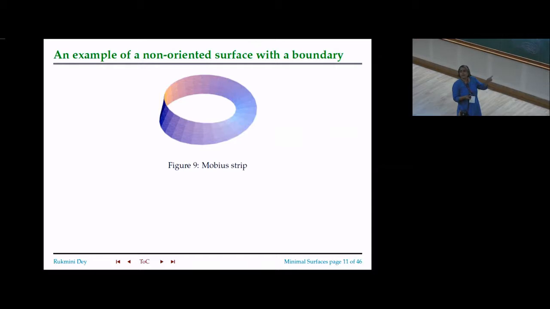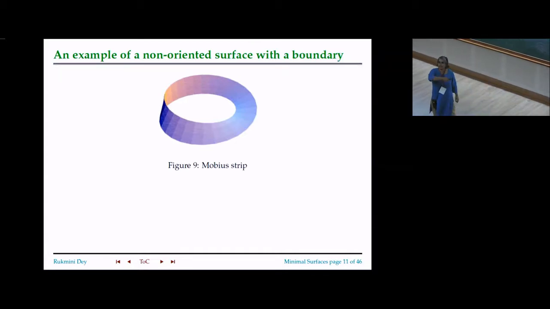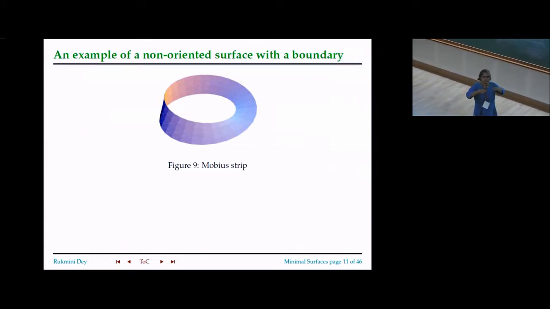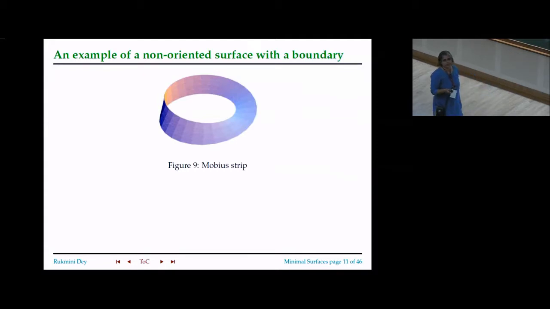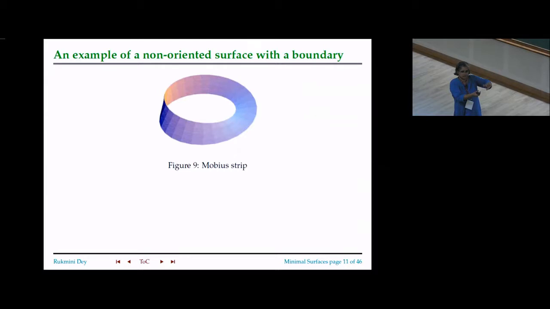Can you guess what is the boundary of the Mobius strip? One circle, exactly. You can go home, take a wire, and twist it, and if you dip it into some soap solution, you will see a Mobius strip. I will come to that later. So the boundary is a circle, but it has been twisted.